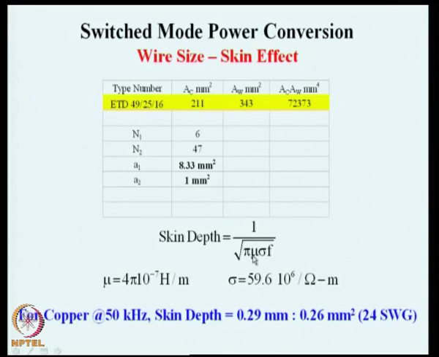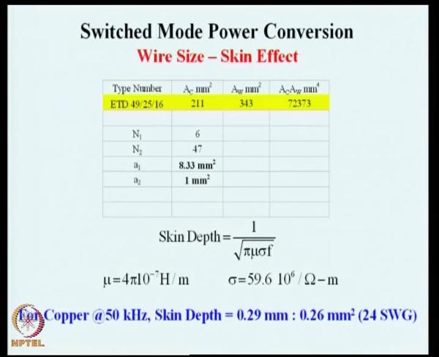Mu is the permeability of the conducting material, which is normally 4 pi 10 power minus 7 Henry per meter. Sigma is the conductivity of the conducting material. For copper, it is 59.6 10 power 6 per ohm meter, and F is the frequency at which the conductor is used. From this, you can see that if the frequency is infinity, then the skin depth becomes 0. The conductor is not capable of carrying any current inside the section.